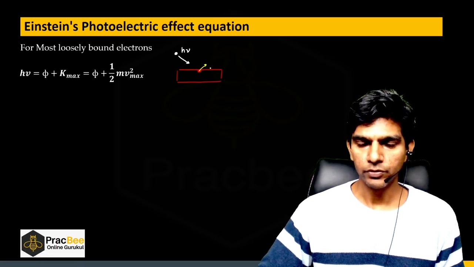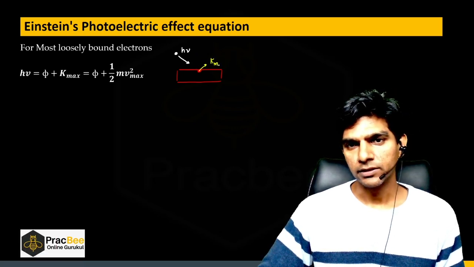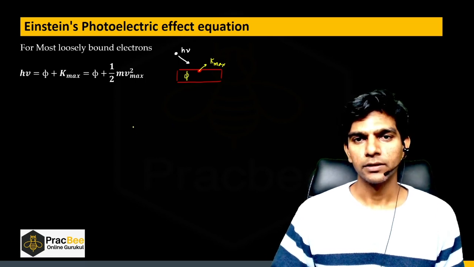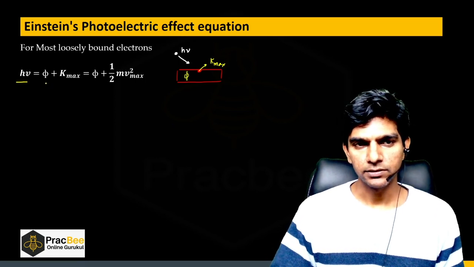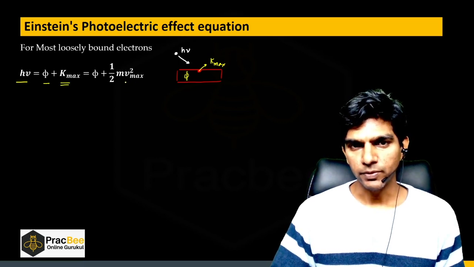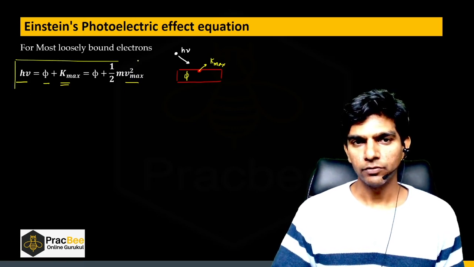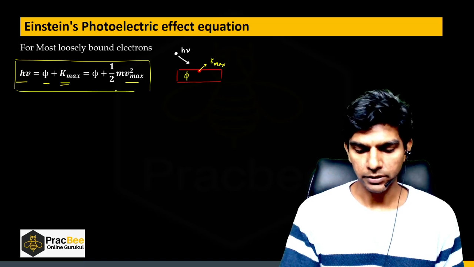So this electron will come out with certain energy, let's say K max. And the work function of this metal is phi. So we can say h nu is the sum of the work function and the maximum kinetic energy. So the maximum speed of the photoelectron will be V max. So from this equation, we can find the desired physical quantity.